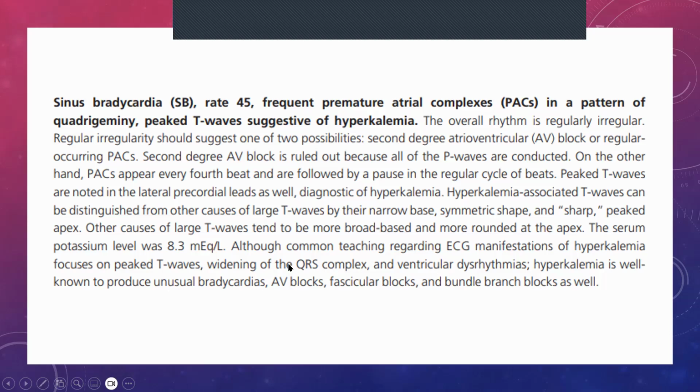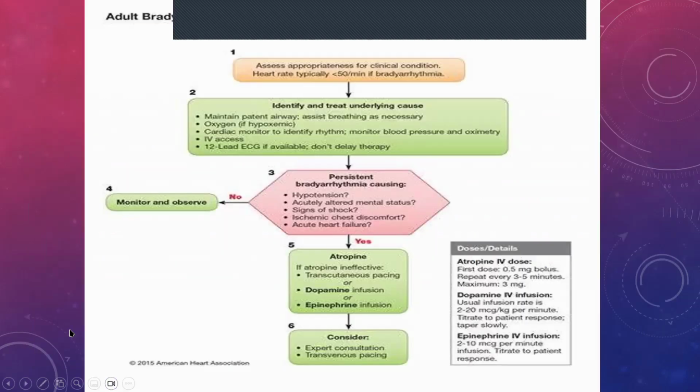Hyperkalemia is well known for causing peaked T waves, dysrhythmias, unusual bradycardias, AV blocks, fascicular blocks, bundle branch blocks as well. And like I say, in some instances, it can mimic ischemia as well in certain cases. All right. Although in this case, the ischemia may also be due to bradycardia. So we can't exclude that, but the main thing is hyperkalemia.